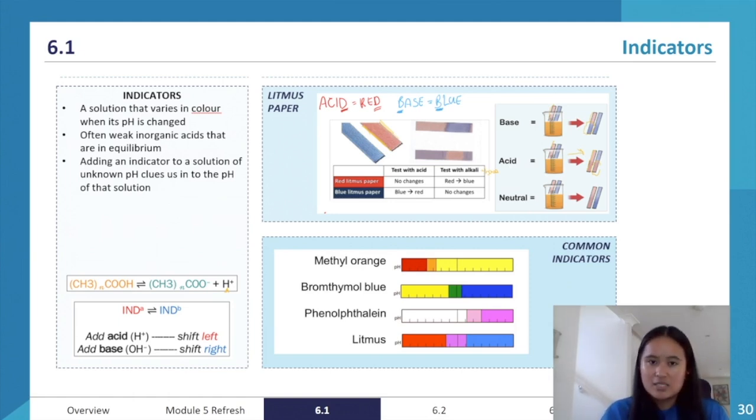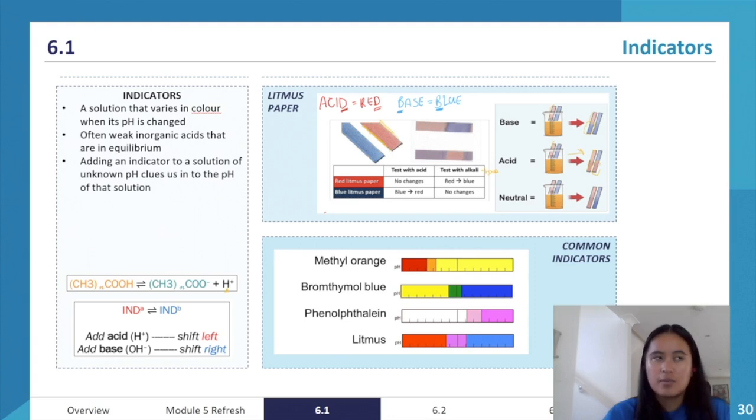Then if you add a base, it'll shift the opposite direction and it will change a different color, and then it will tell us that's a base. So that's how indicators work. If you add an indicator to a solution of unknown pH, it'll usually tell you a range of pHs that it could be in, and that can give some indication as to if it's acidic, basic, what the number of pH is. A common one that you might have used before is litmus paper.